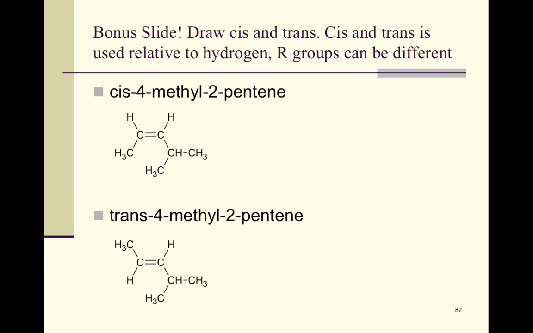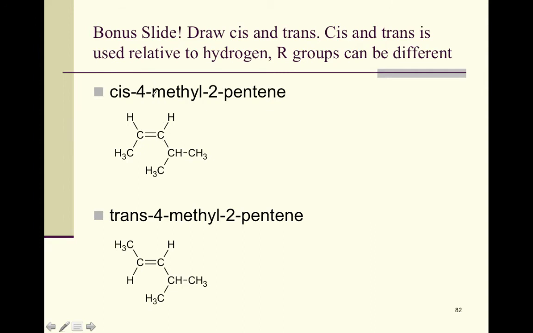All right, I have a bonus slide in here talking about drawing cis and trans isomers. So on the previous slide, I used 2-butene, and you saw that the R groups are the same as each other, CH3 and CH3. I wanted to show you that these are also cis and trans. First one is cis-4-methyl-2-pentene. If we take a look at this, I have 2 carbons, and my hydrogens are on the same side. My R groups are different, so this is a cis molecule.